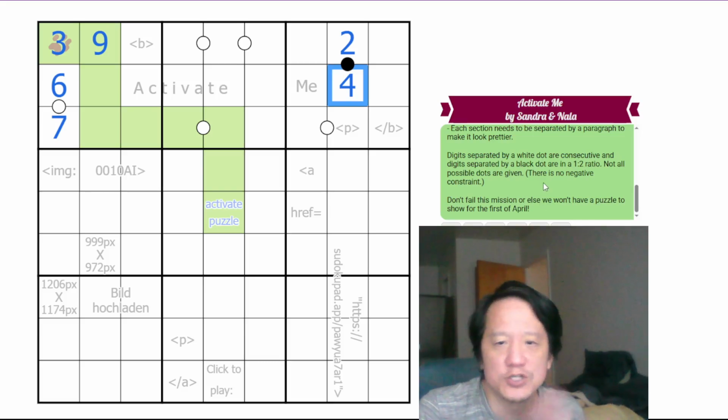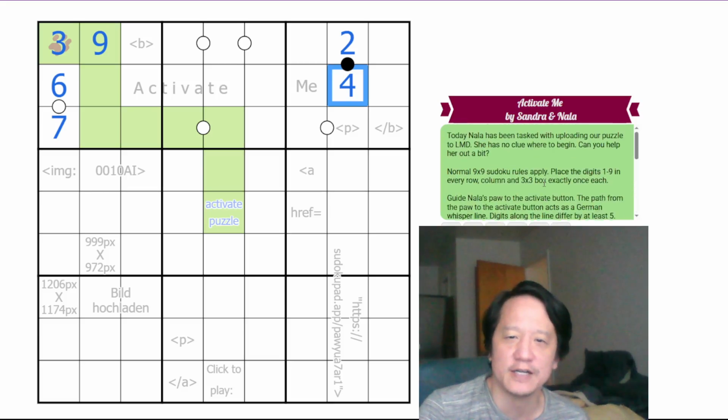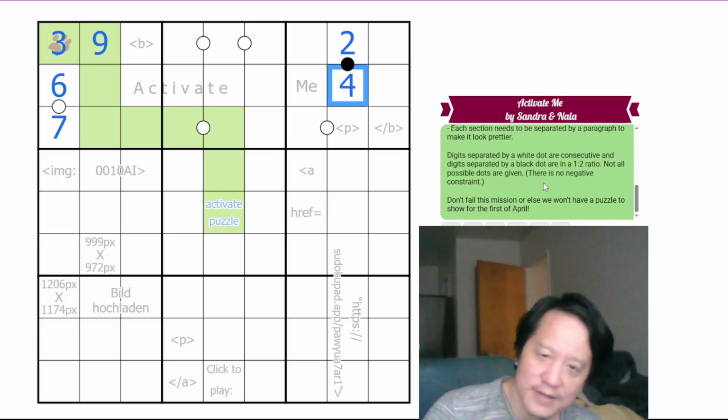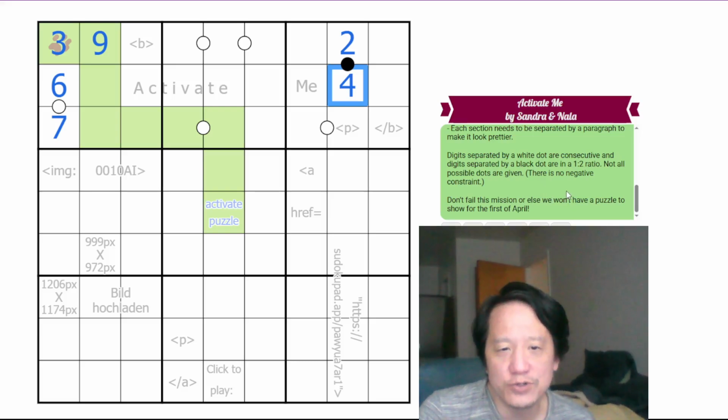Don't fail this mission, or else we won't have a puzzle to show for the 1st of April. That's a lot of pressure to put on Nala, especially since she only has paws to move things around. Anyways, those are all the rules.